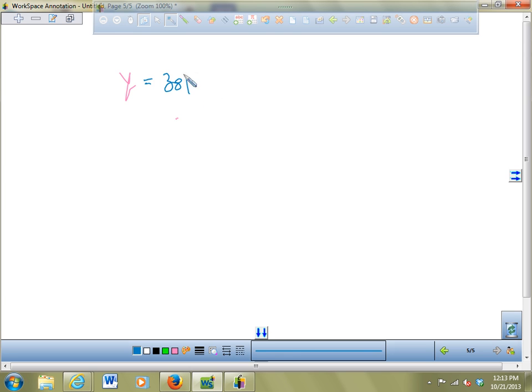Y equals 3 sine of x. Look at that, that's a sine right there. Who could tell me what that looks like compared to y equals sine of x? What you did in the lab. What does it do? It just goes up 3 times as high, right?